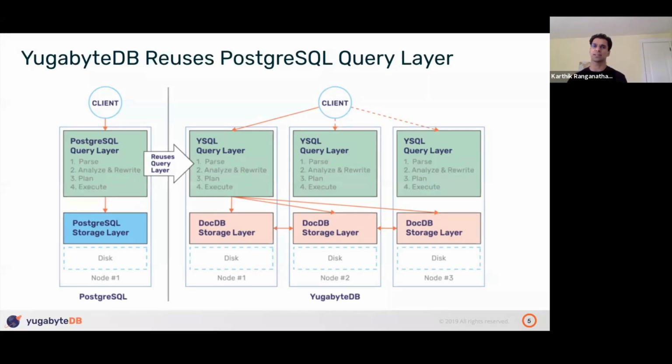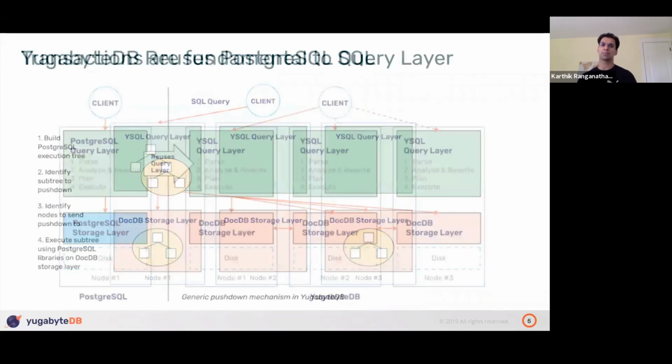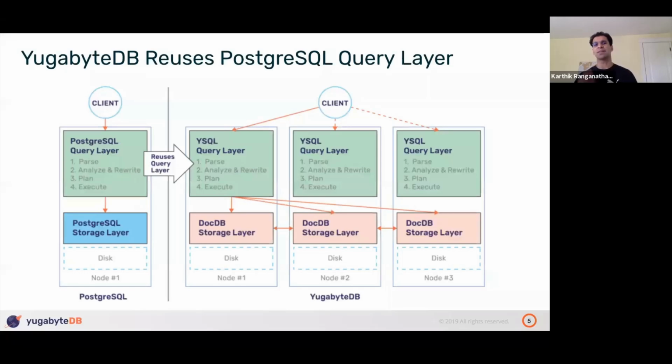So this is just like the way we reuse the Postgres query layer, right? Then some of the things that we needed to do, if you just look at the diagram as it is, what this means is every query layer is capable of handling a query from the client. However, it has to read all the data to that query coordinator, right? Which can actually be bad.